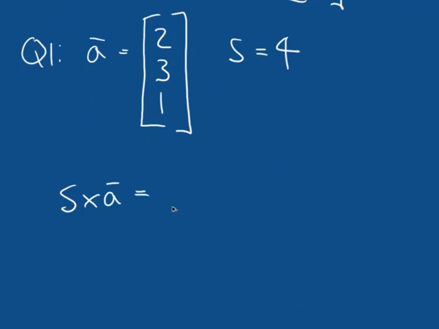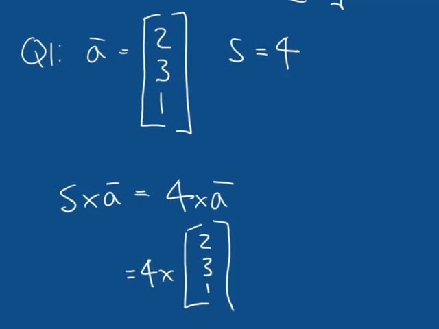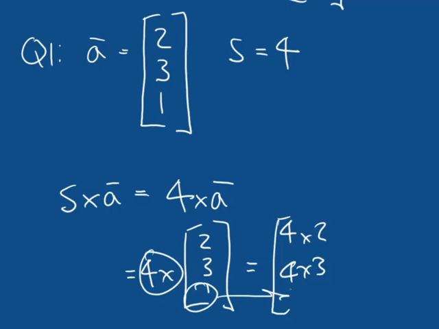So go ahead and work out the answer to this question, and when we come back, I'm going to give the solution here on the whiteboard. Okay, welcome back everyone. So we've got S times A. This is the same as 4 times A, which is the same as 4 times the vector 2, 3, 1, which is equal to the vector 4 times 2 for the first component of the result, 4 times 3 for the second component of the result, and 4 times 1 for the third component of the result.